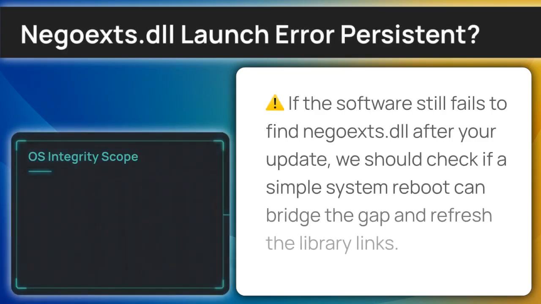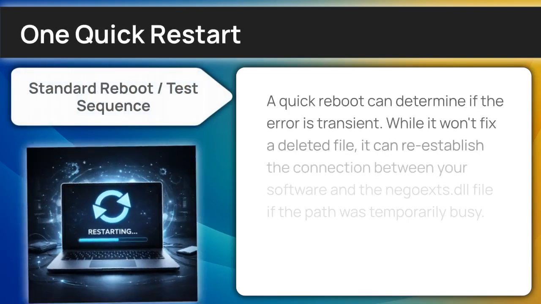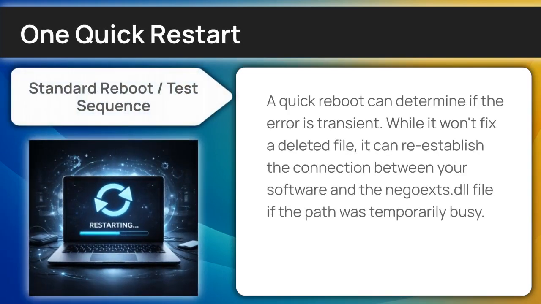If the application still won't initialize, we need to shift our focus to how the Windows loader is interacting with the library. A system reboot is a reliable way to clear away zombie processes that might be interfering with Negotiation Extension Library. It's a low-impact step that ensures your operating system is starting with a synchronized environment.